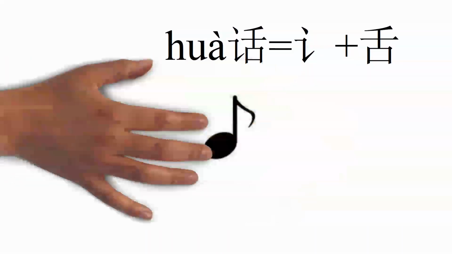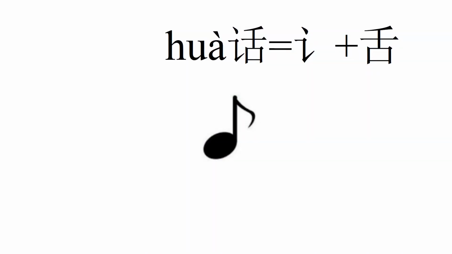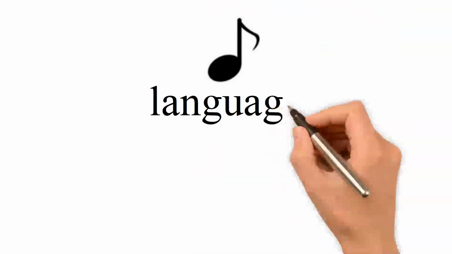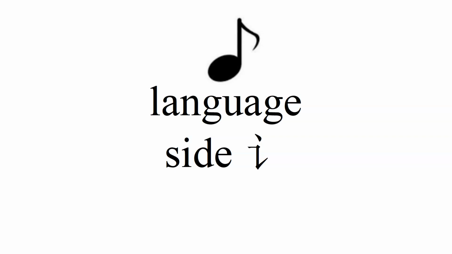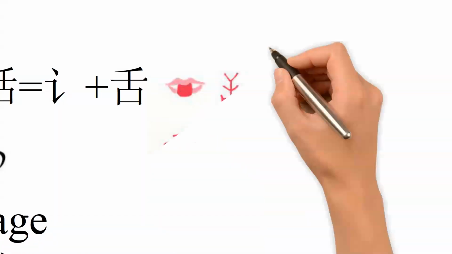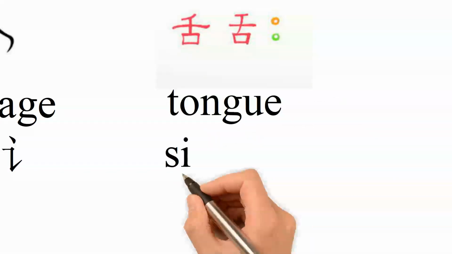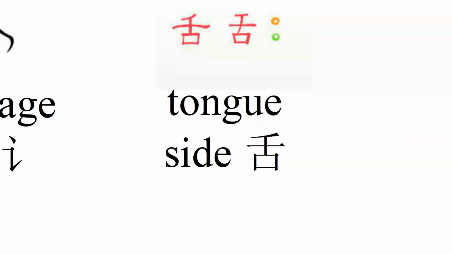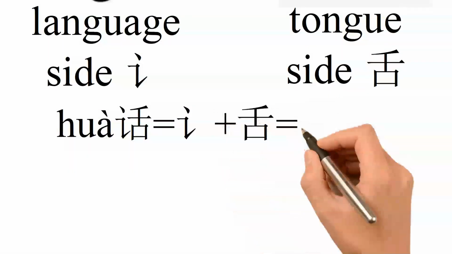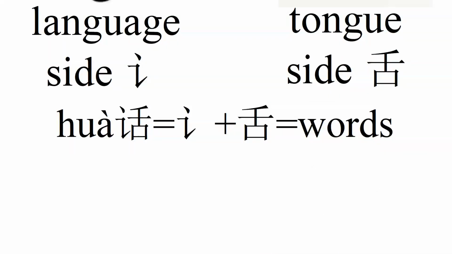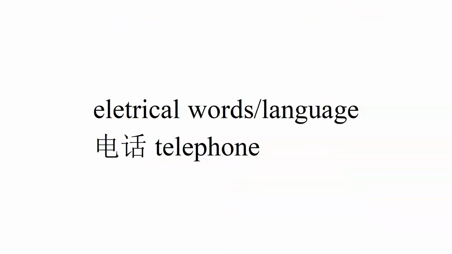话 has two parts. As we can see, the left side is like a reverse musical note. And the musical note is the language of the music. So the left part is what we call the language side. The right part, 舌. 舌 is a hieroglyphic word coming from the shape of the tongue, as you can see in the picture. When the language comes out from our tongue, that makes the language become words. So 话 is word.